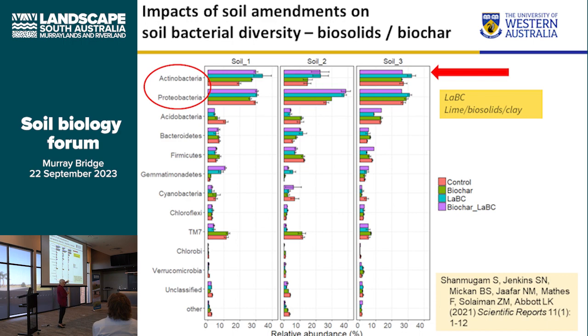I'm not going to go into the details of that here. But the point is, you can study this. You can study impacts of soil amendments on groups of bacteria. But unfortunately, within each of these bars of bacteria, there are lots of different kinds of these. So for the actinobacteria, there are lots of different groups within that single group.